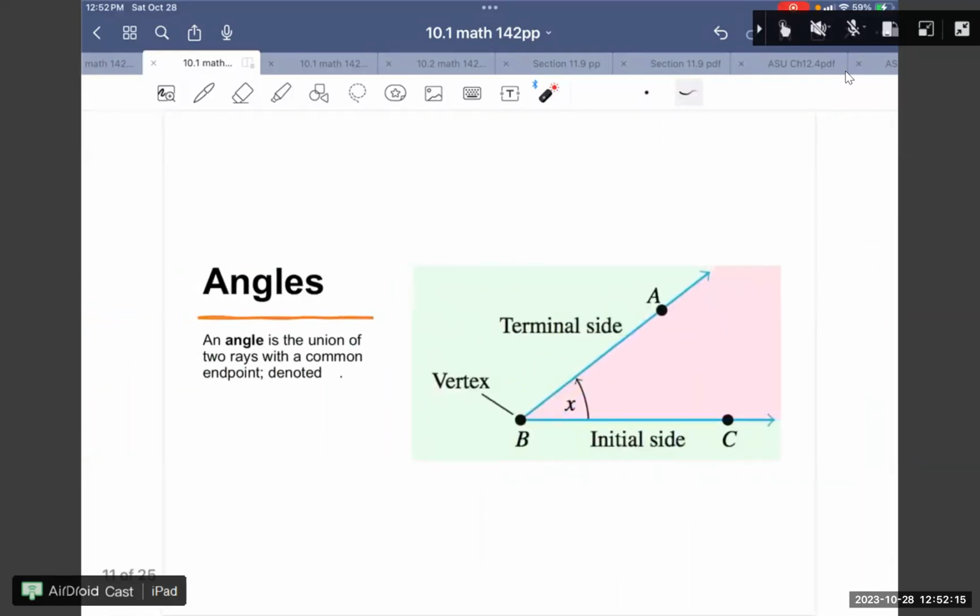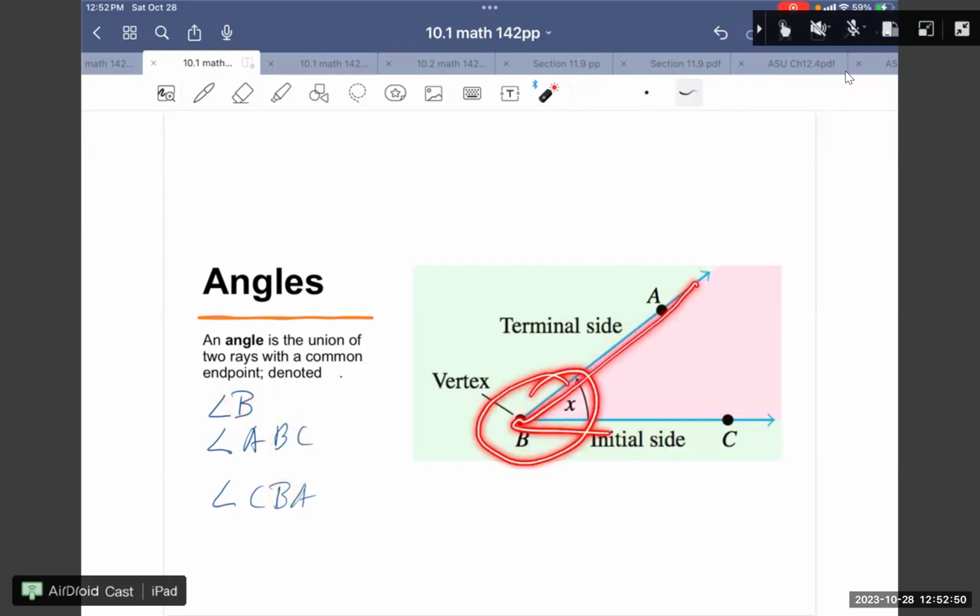So this one denote by angle B. If we have the angle B, or we have the angle A, B, C. You see, this one you can call angle B, or A, B, C, or C, B, A. That's the angle. Just make sure the middle one is the vertex of the two rays.